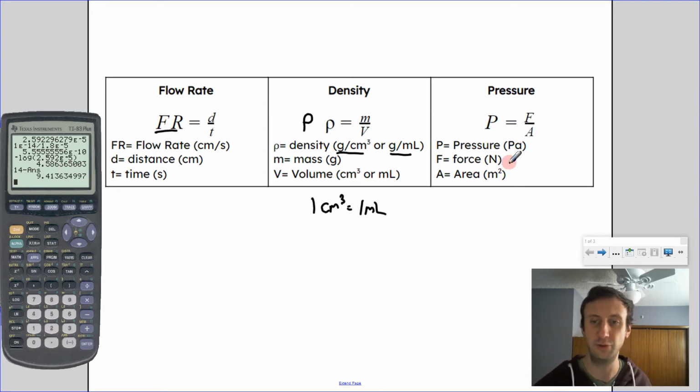Then for pressure, we have force divided by area, and this area is like squared area. So this is normally in meters squared. So we have to make sure that if we're using dimensions, we're always using meters for this. And we just take our force in newtons, right, N, and we divide it by our area that the force is being exerted on. And that's in meters squared, and that will give us our pressure in pascals. Now, we've already gone through all these formulas, so this is a quick overview. If you have confusion going through this, I encourage you to go back to the previous videos and watch that.